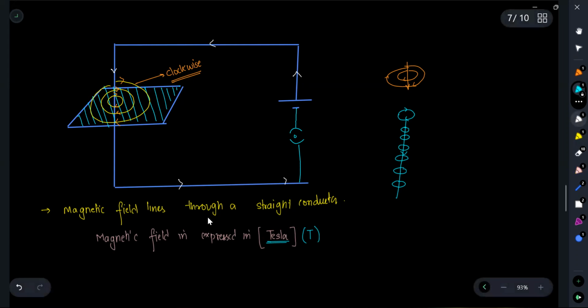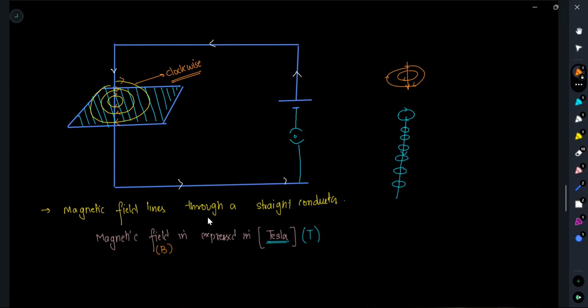तुम्हें पता है मैग्नेटिक फील्ड को बाय लेटर बी डिनोट करते हैं. मैग्नेटिक फील्ड इज बी. ऐसा यूनिट रिप्रेजेंटेड इन टी. टी वो ऐसा ही यूनिट है. टेस्ला में मेजर करते हैं.